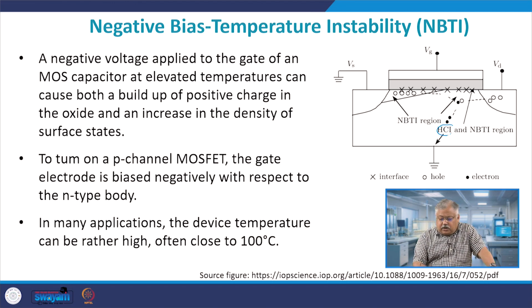HCI is basically your hot carrier injection, and this is the NBTI region which you see. This is also NBTI which you get, in this place, where you have large elevated temperature and buildup of a large number of positive states. These positive states which I have shown by the crosses here, in the oxide layer, will grow a negative state, and your threshold voltage has to change in order to switch on the device. This is basically negative bias temperature instability, and these are unstable at very high temperature.